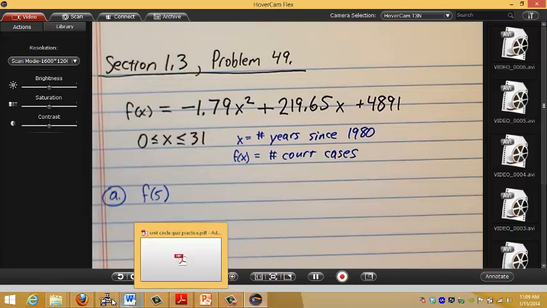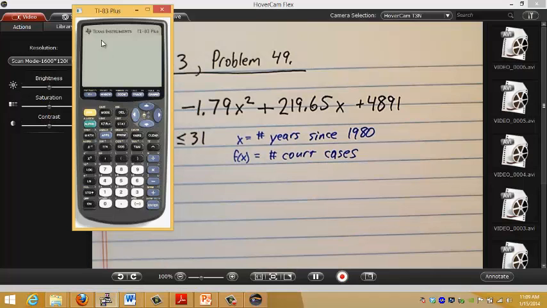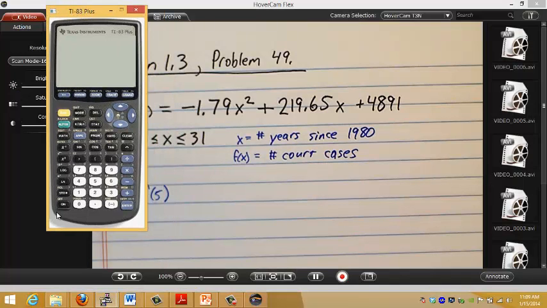Okay, so I'm going to take my calculator out. If nothing else, maybe I'll make you a little more familiar with what I would do with this. So I have a graphing calculator. I'm going to go ahead and press the y equals screen. I want to get a graph of this thing. Negative 1.79 x, so I press the x key up here. The squared key is right here, x squared, plus 219.65 x, that's the x key, plus 4,891.